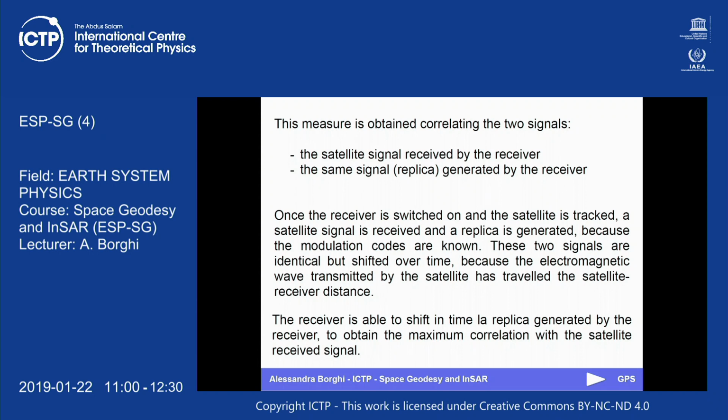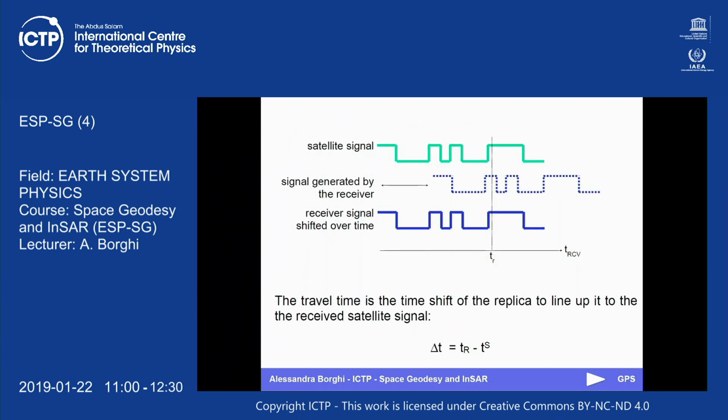But what happens? When we switch on the receiver, it receives the signal from a satellite. In that moment, the receiver starts to produce a signal equal to what it received. But this signal is shifted in time. It started from the beginning, but the signal arrives after some time from when it started from the satellite. So we have two signals that are similar but shifted in time.